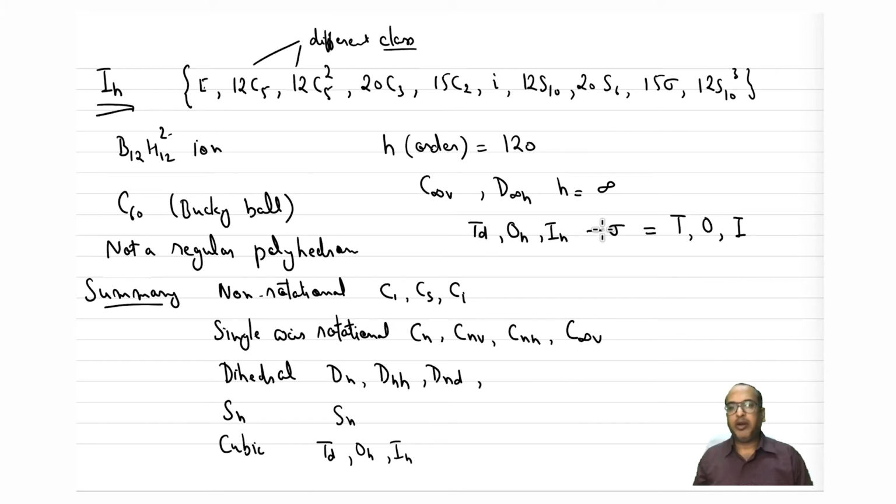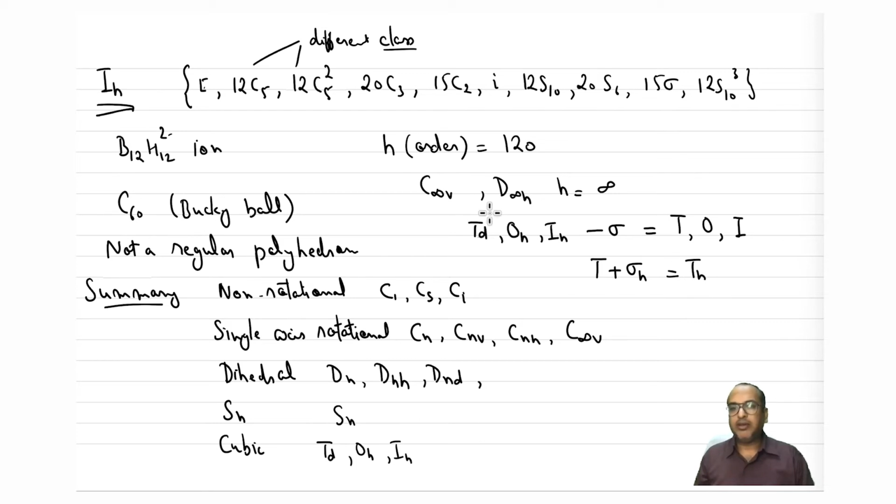Basically TD, if you remove sigma, you will end up in T. OH, if you remove sigma, you will end up in O. IH, if you remove sigma, you will end up in I. So they have a little less symmetry, a lower number of symmetry operations, or lower order as compared to this. Now, one more is there. If you add sigma H to T, you will end up in the TH point group.